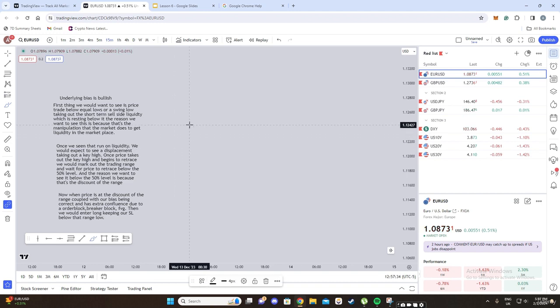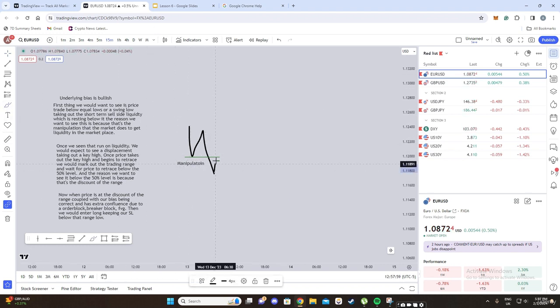So this is really what we're trying to see. Point of liquidity here. Price trades below this liquidity, right? And that's our manipulation. So let's do it step by step. We see sell stops here. Underlying bias is bullish. That's the key thing. See, manipulation over here by price taking out the liquidity.